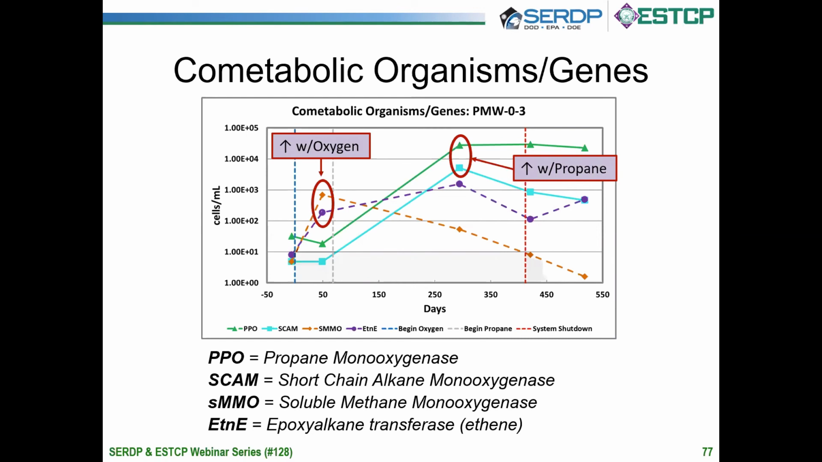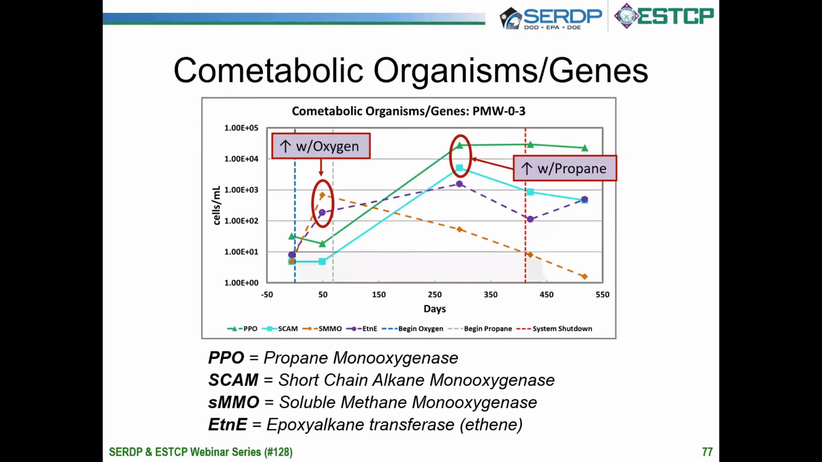And why did we see them before we started doing anything? Well, it's an anaerobic aquifer, so there was already methane out there. As soon as we added this oxygen, we saw an increase in the methanotroph population. And probably the reason we saw these other organisms increase is because they have the ability to grow on vinyl chloride as well as ethene. So with the vinyl chloride present and the addition of oxygen, we saw an increase in these oxyalkane transferase genes that are associated with these organisms.